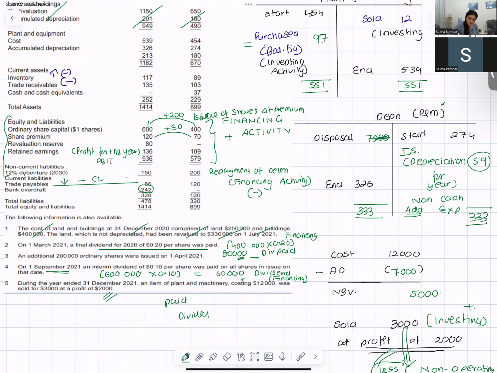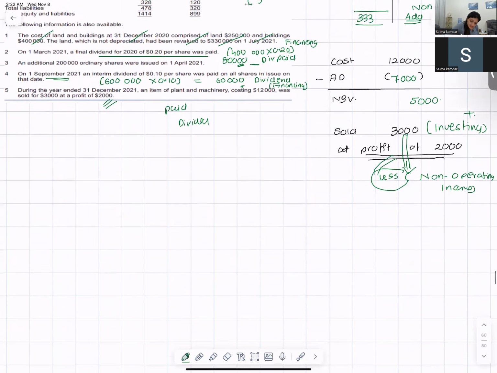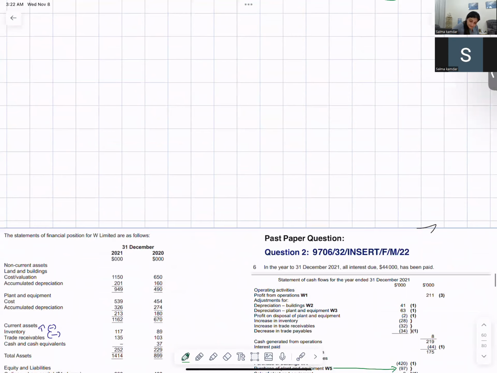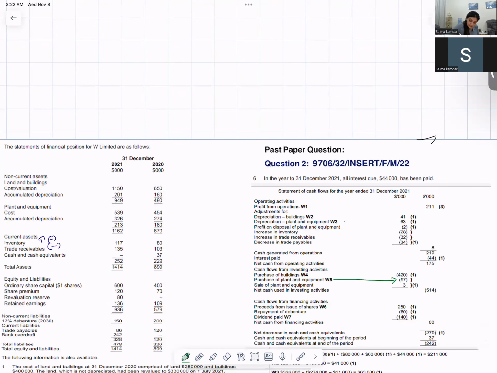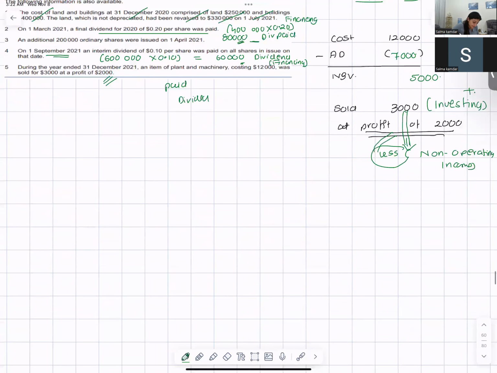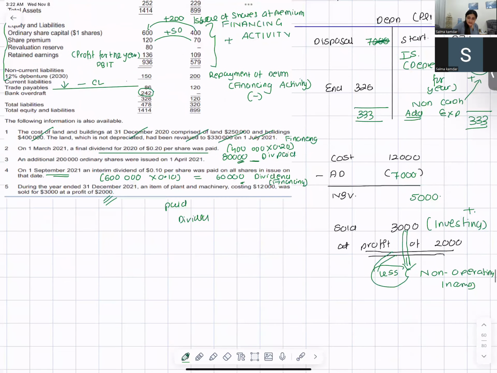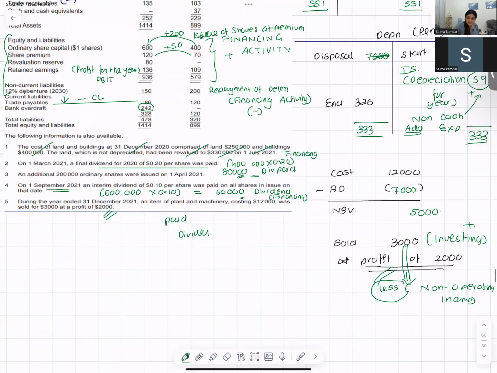This depreciation is a non-cash expense. It will be added back. So depreciation of plant and machinery, 59,000, is going to be added back.